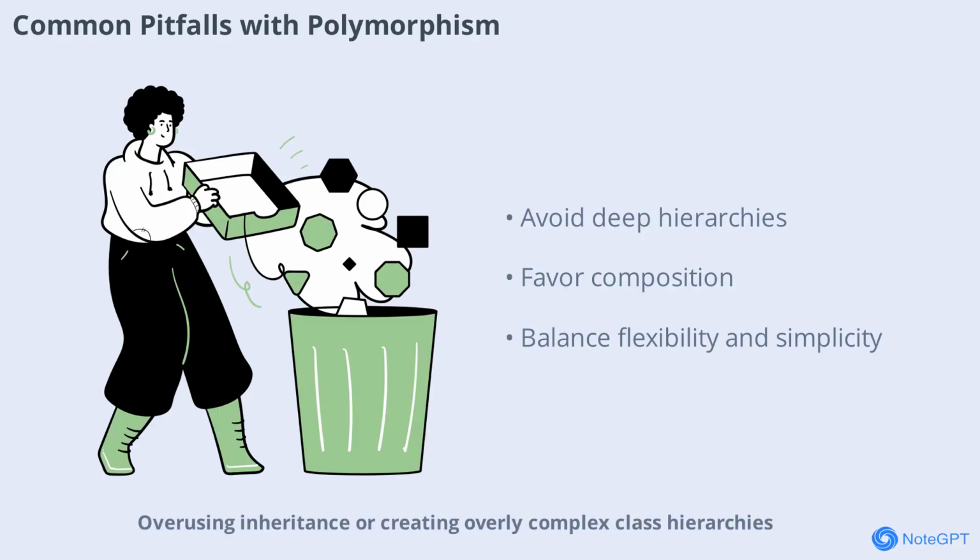Overusing inheritance or creating overly complex class hierarchies can make code harder to understand and maintain. It's important to balance flexibility with simplicity and to favor composition over inheritance when possible.